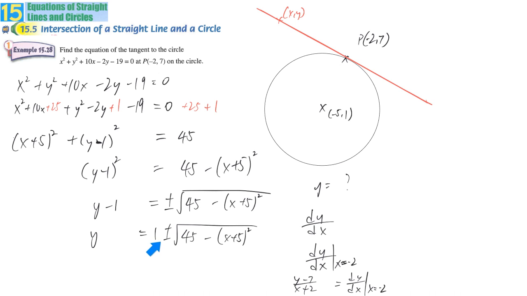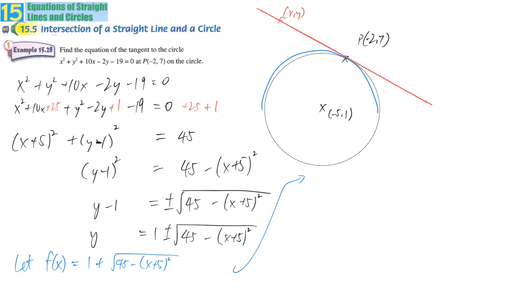And then this is not a proper format of a function. It's because for a function, a certain input should only give you one outcome, but there is some uncertainty, the plus case and the minus case. Basically, 1 plus this square root is talking about the upper half of the circle, while 1 minus is talking about the lower half. Now I'm going to let f(x) become the first half. Let f(x) equal 1 plus the square root of 45 minus (x plus 5) squared.